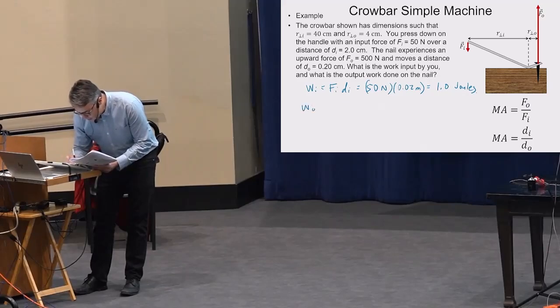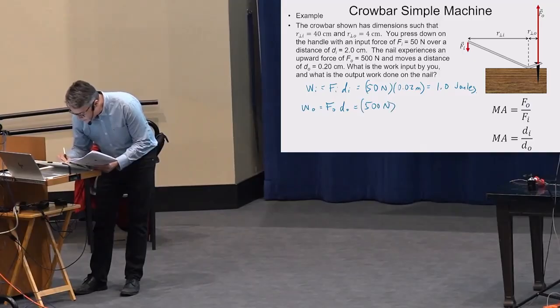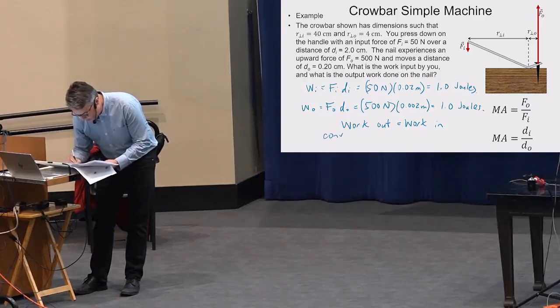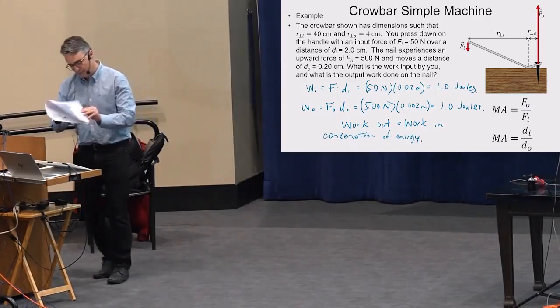The work output is equal to the output force times the output distance. You get 500 newtons times 2 millimeters, that's 0.002 meters. Again, you get the same number, 1.0 joules. So basically, work out equals work in. This is conservation of energy, and this is a pretty universal principle for simple machines. Totally predicted my slides, huh?